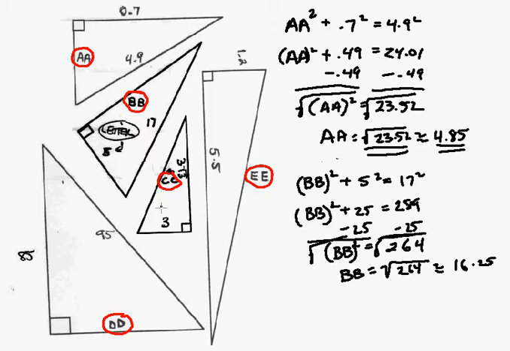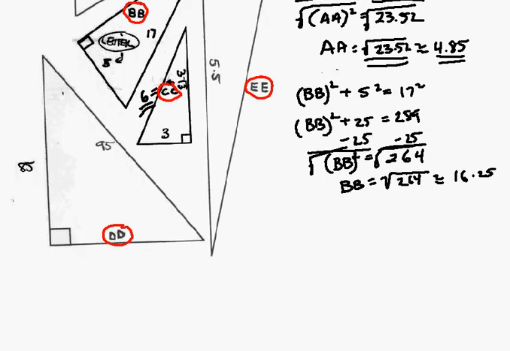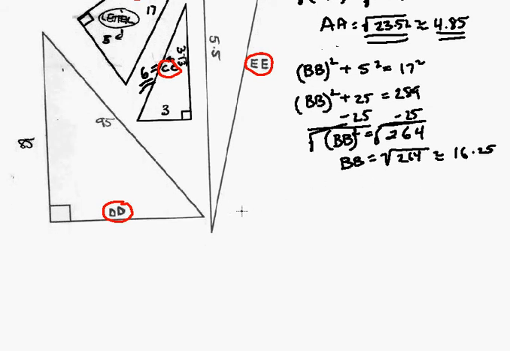Then I got CC. CC, well, let's see. Here is 3. Oh, long side, 3 square root of 3. Short side, 3. Easy. CC is double 3, which would make that 6. So that's CC. DD, here I have 85, 95. So I'm looking for DD. Let's move this down just a bit. So I have DD squared plus 85 squared equals 95 squared.